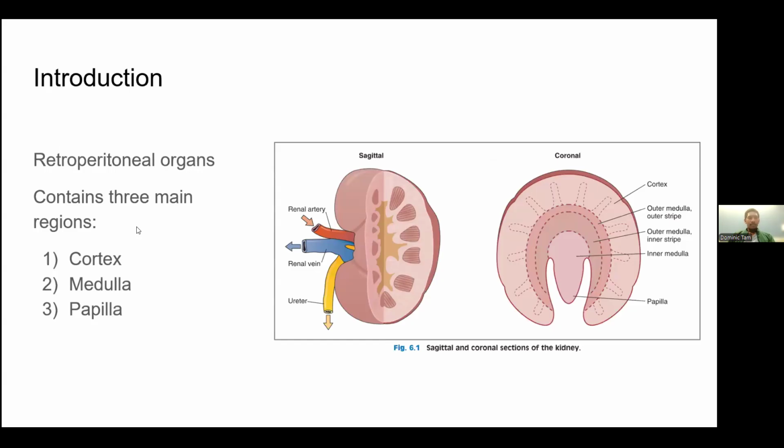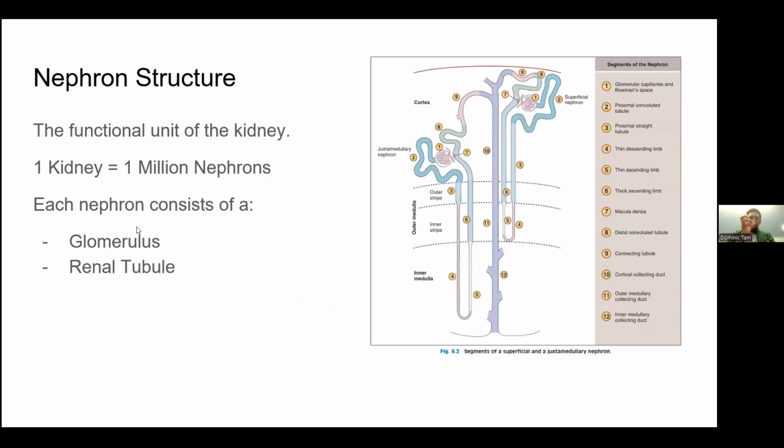So the kidneys are retroperitoneal organs, and for the purposes of this talk, they contain three main regions. They contain a cortex, which is the outer layer, a medulla, there's an outer medulla and an inner medulla, which is a small raised projection. And within those structures exist the nephrons. The nephrons are described as the functional units of the kidney, and one kidney contains approximately 1 million nephrons.